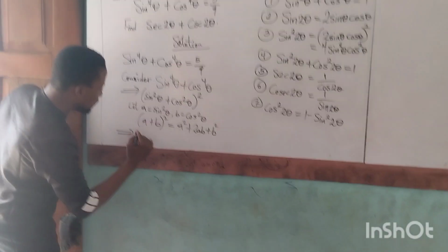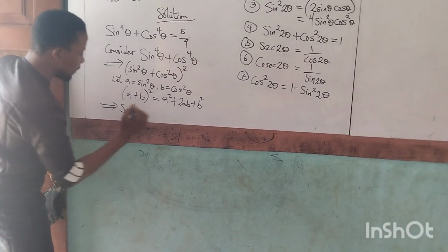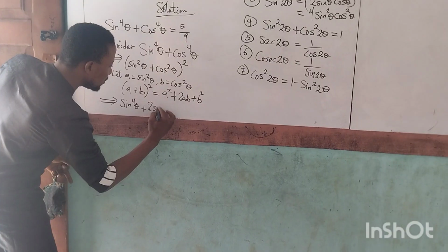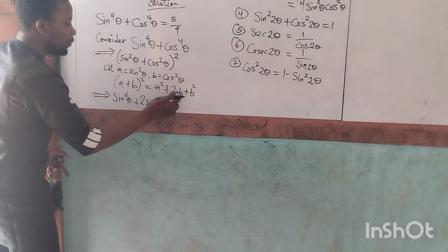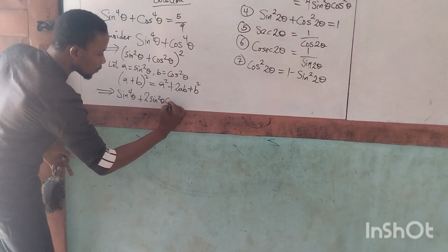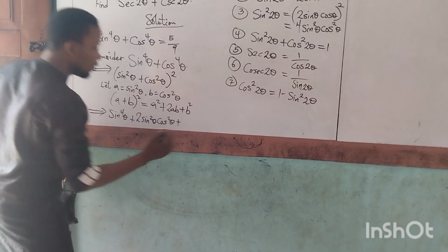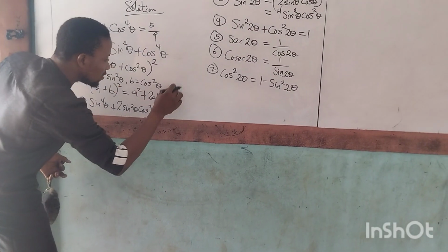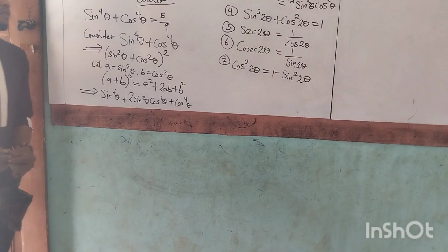If I square it, I'm going to have sine 4 theta, plus 2 times A, which is sine square theta, times B, which is cos square theta, then plus B squared, which is cos raised to power 4 theta.